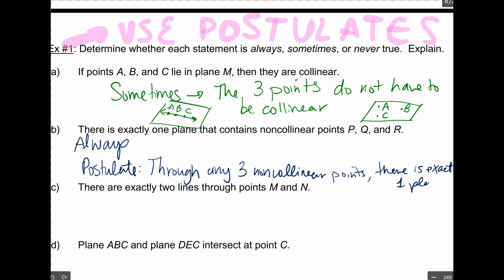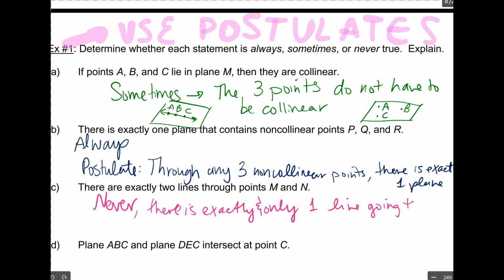All right, there are exactly 2 lines through points M and N. Is this always, sometimes, or never true? Never. Why? Because you can't have 2 lines in one line. There's only 1 line going through 2 points. There is exactly only 1 line going through 2 points. Awesome.